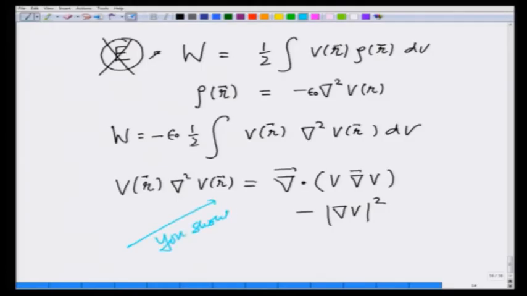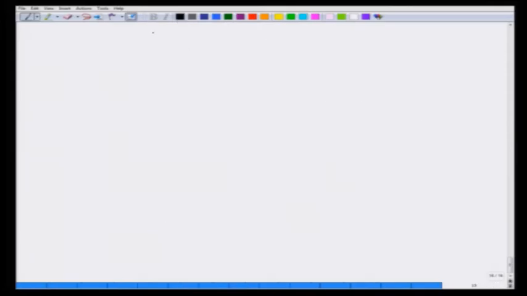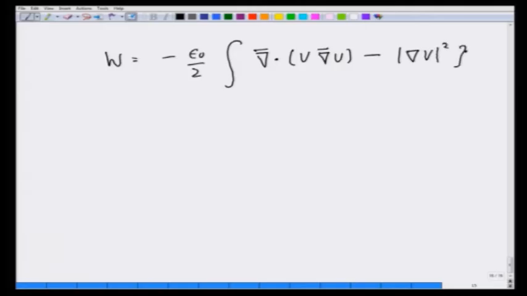Remember, this del operator is actually a differential operator. So, I can write this, and you please check this, because now I will be doing it in all three components. And therefore, using this, I can write the work as minus ε0 over 2 integration of divergence of V ∇V minus grad of V squared, integrated over the volume.